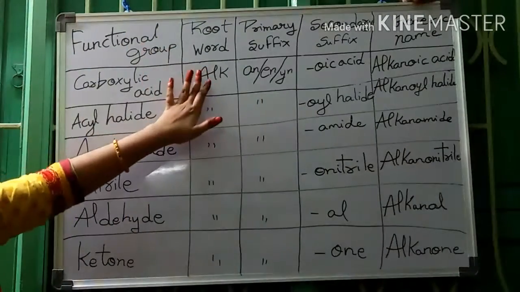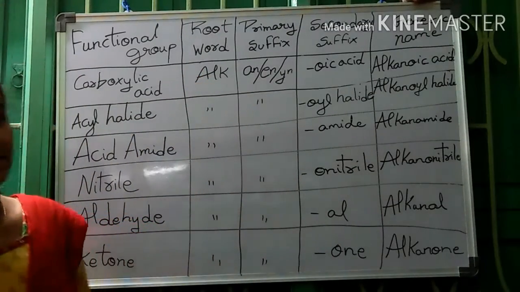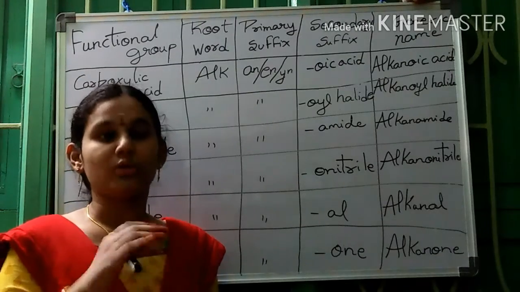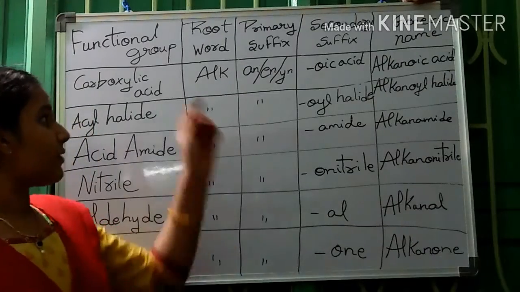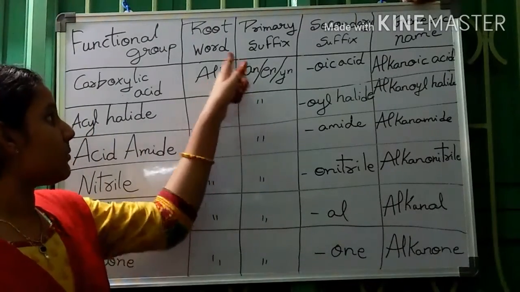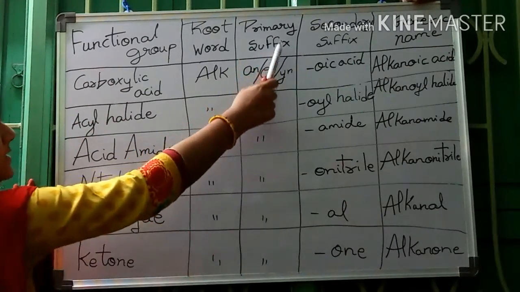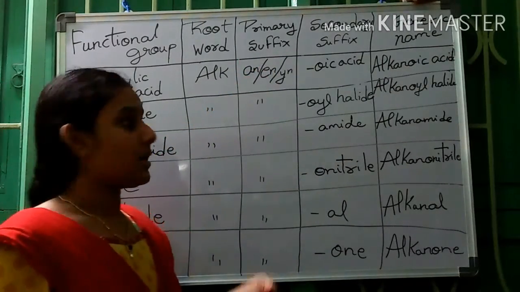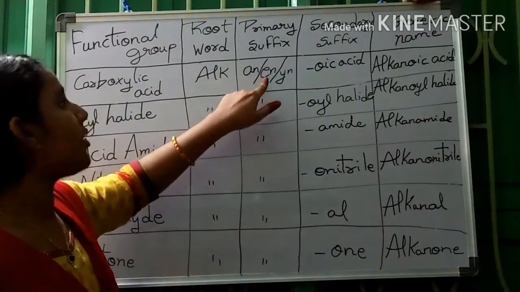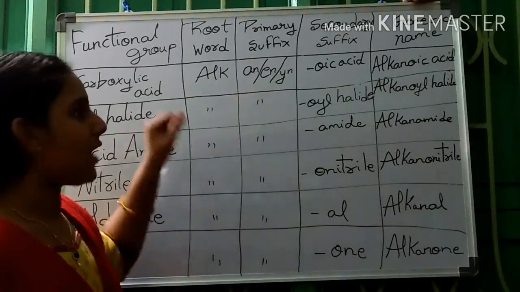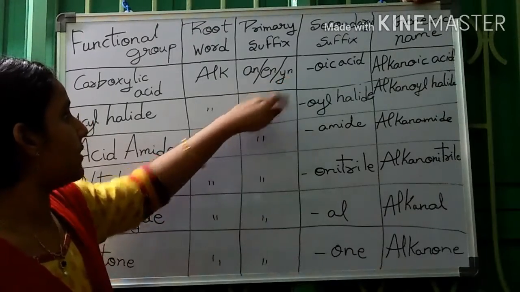Root word here I put alk because in place of alk you must place the number of the root word which is suitable for the number of carbons. If the number of carbons is 1, the root word instead of alk would be meth. Here the primary suffix depends on the homologous series of the compound, that is whether it is an alkane or alkene or alkyne. We have to first check if it is an alkane or alkene or alkyne.